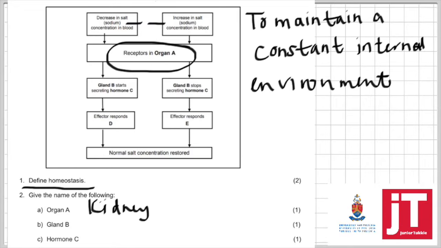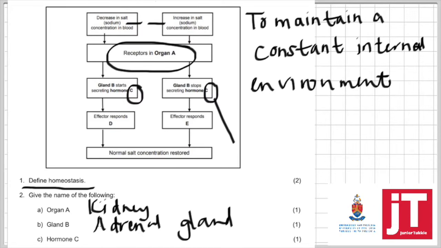Then gland B. So when this organ, the kidney, picks up that there's high or low salt, what does the gland do? So what gland is involved in sodium or salt controlling or regulation? And that is the adrenal gland. And the last one is hormone C. What hormone is now involved with controlling the amount of sodium or salt? And that hormone is aldosterone. All right, let's move on.